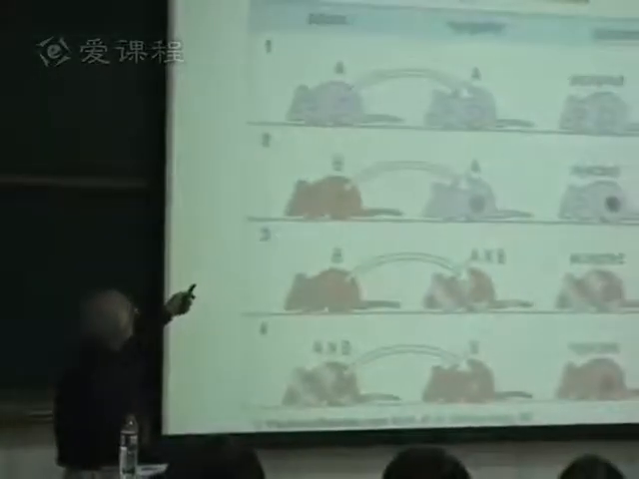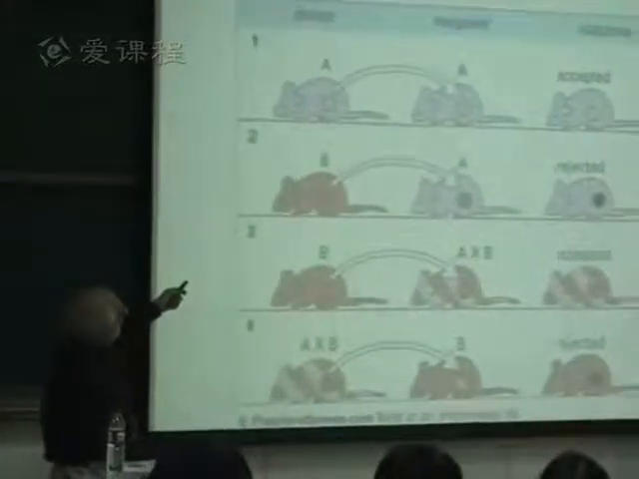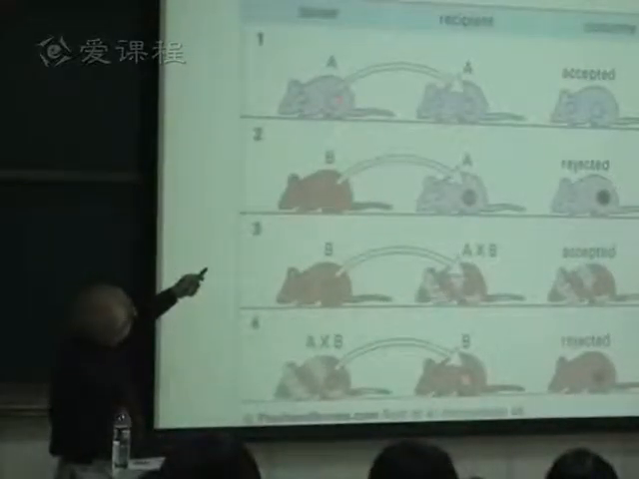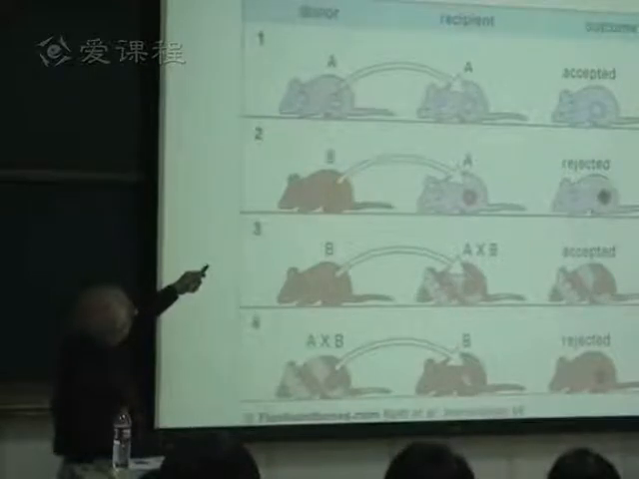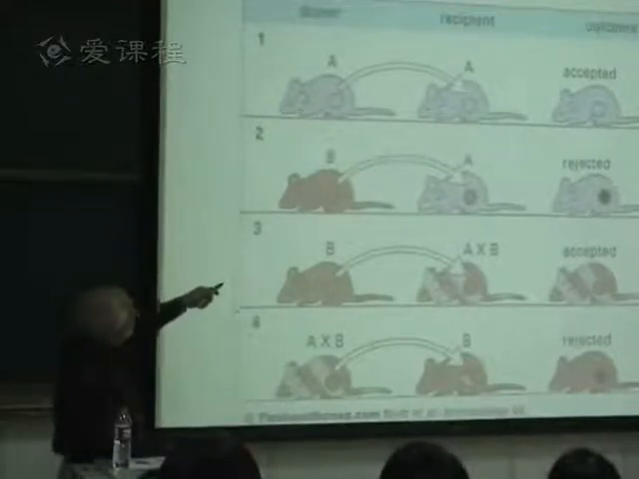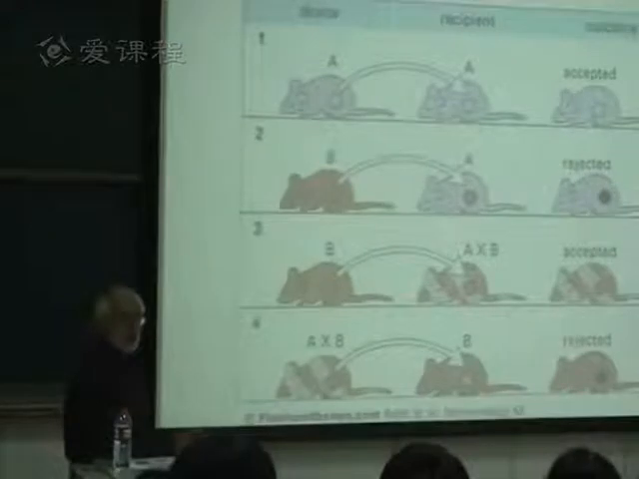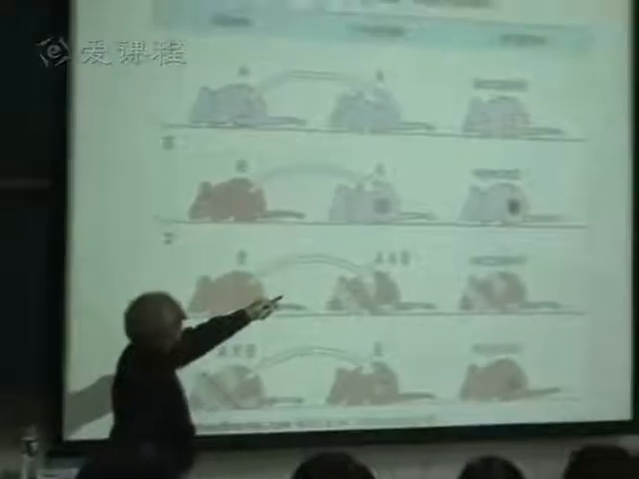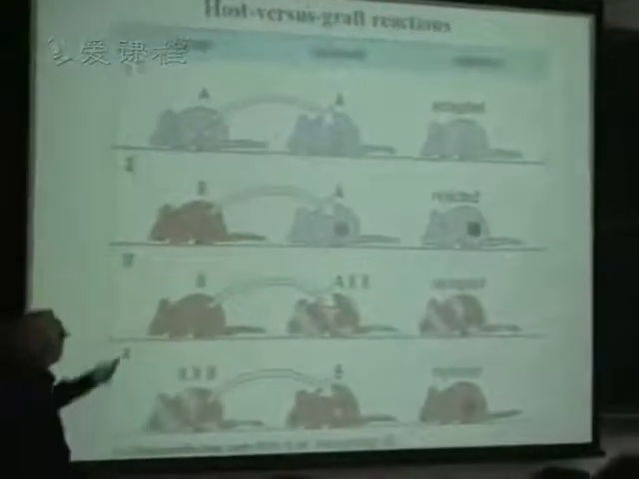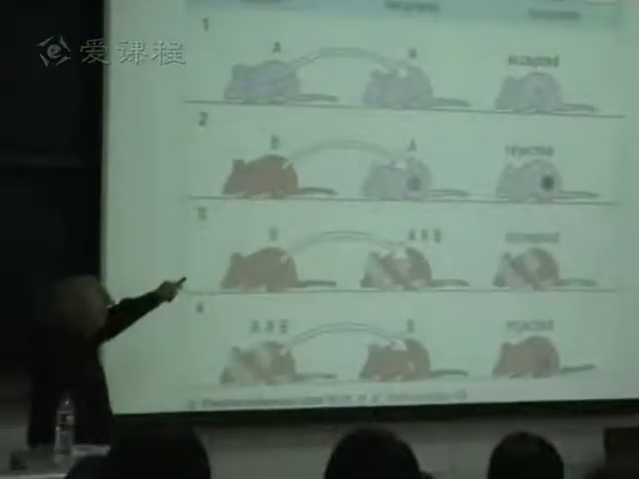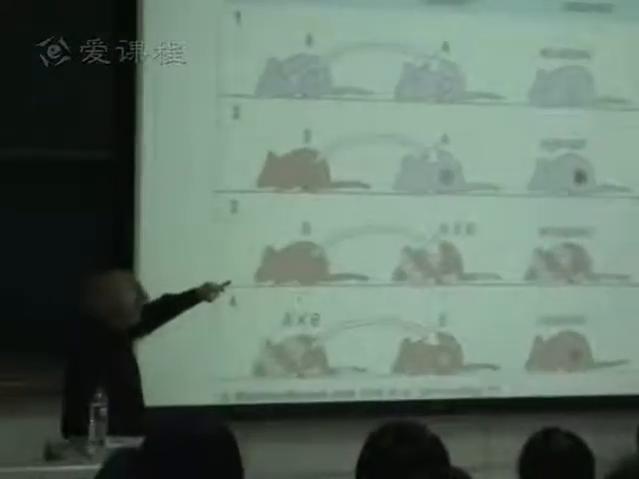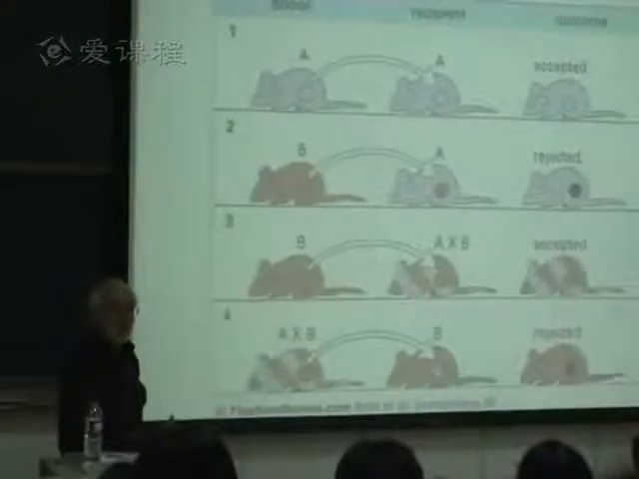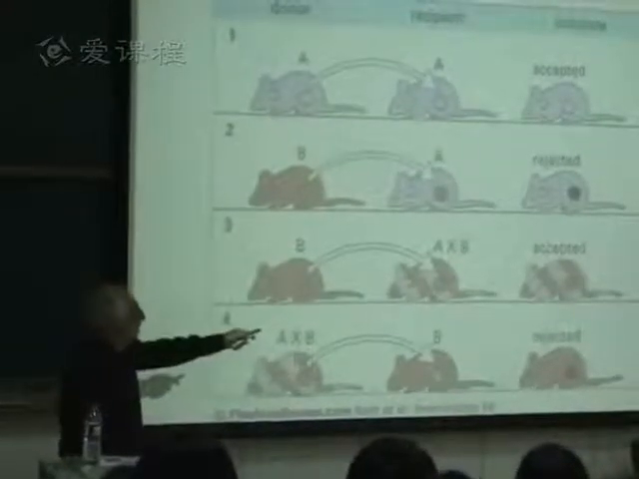If you take a skin graft from a mouse of strain A and transfer it to another strain A mouse, so an inbred mouse, genetically identical, then that skin graft is accepted. However, if you take a skin graft from a mouse of strain B and transfer that to a mouse of strain A, the genes are different, it's a foreign graft, and it's rejected.